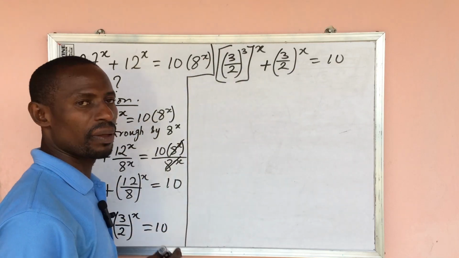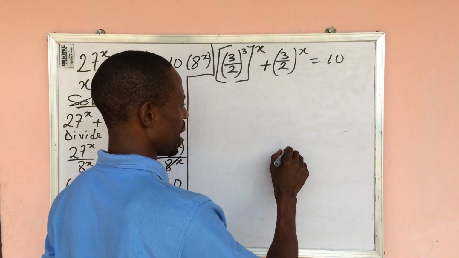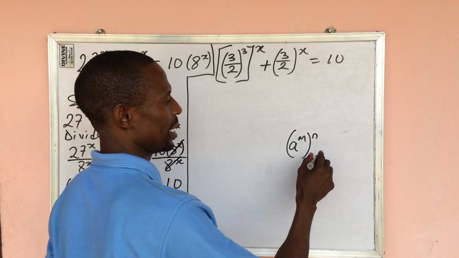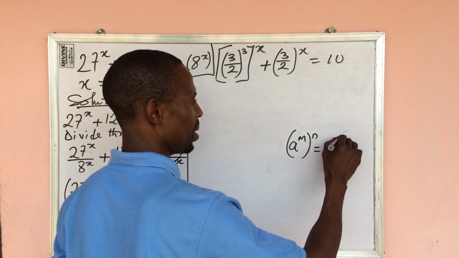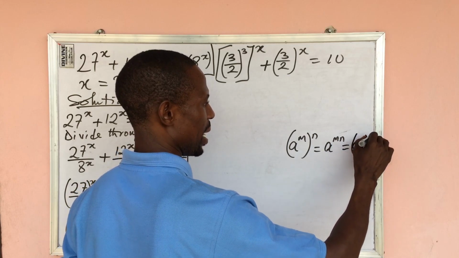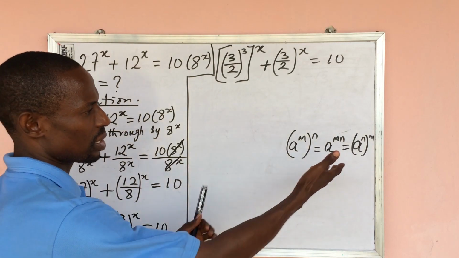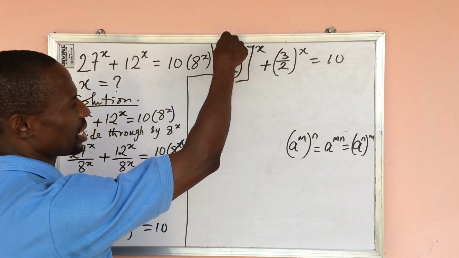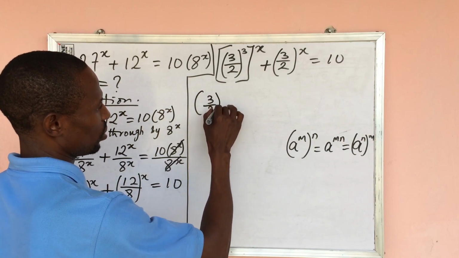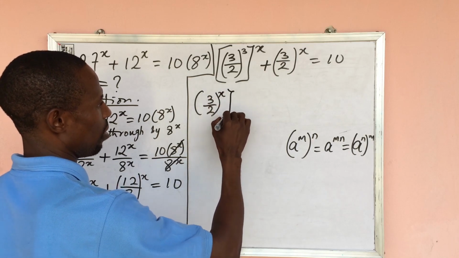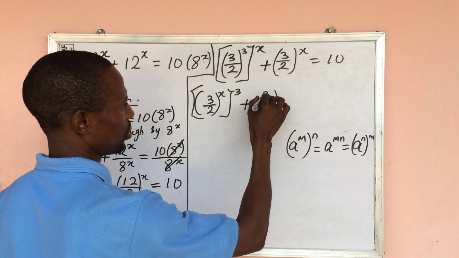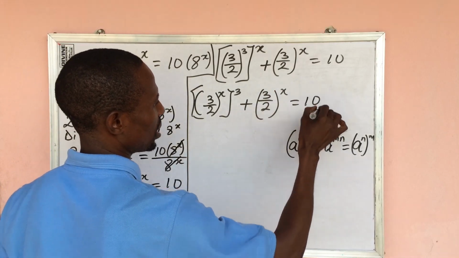So if we look at this expression, according to our indices, if we have a to the power of m, all to the power of n, this is the same thing as a to the power of mn, which is equivalent to a to the power of n, all to the power of m. So if we apply this rule, we can rewrite this expression as 3 all over 2 to the power of x, all to the power of 3, plus 3 all over 2, all to the power of x, equal to 10.